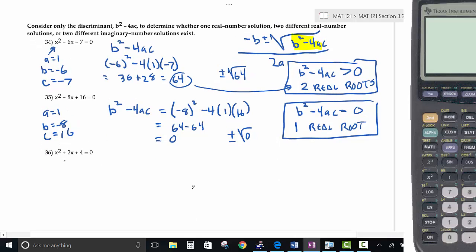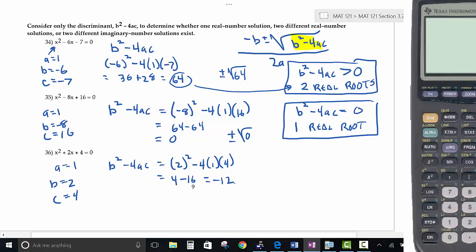Okay, now let's do 36. So we got A is 1, we got B is 2, and then we got C is 4. So if we do B squared minus 4AC, we're going to have 2 squared minus 4 times 1 times 4 like this. So if you do this, you're going to have 4 minus 16, which is going to give you negative 12.